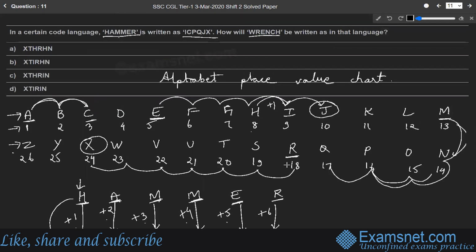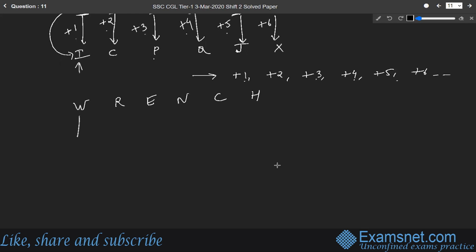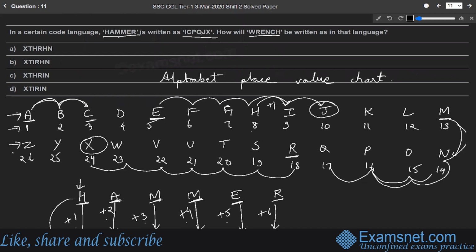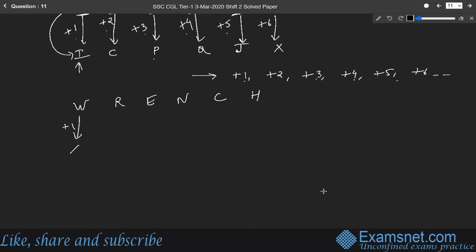The word is wrench. So first let us write the word WRENCH. The concept is we have to add 1, then 2, then 3, then 4, then 5 and then 6. So starting with adding 1. W plus 1. Let us see it in the place value table. W plus 1 is X, right? So the first coded language word will be X.